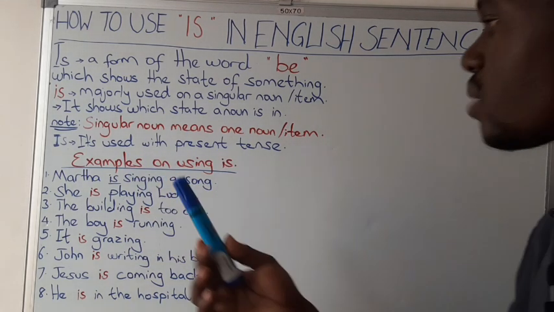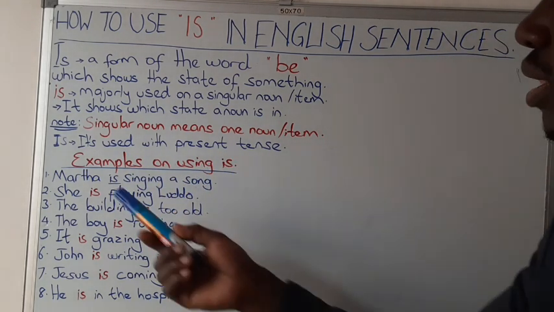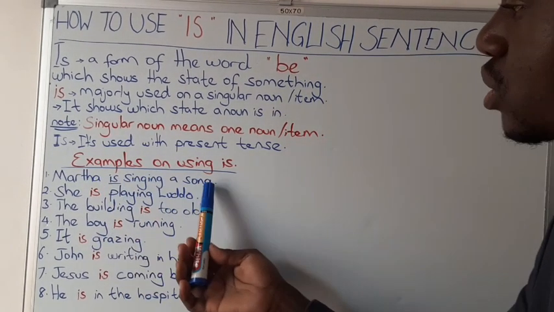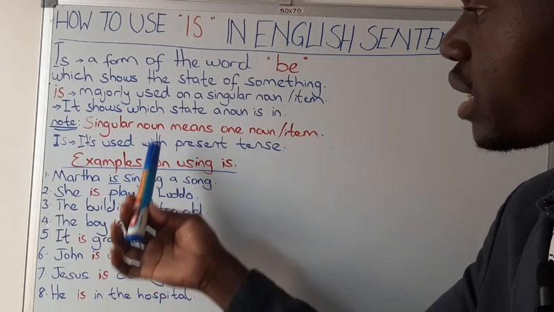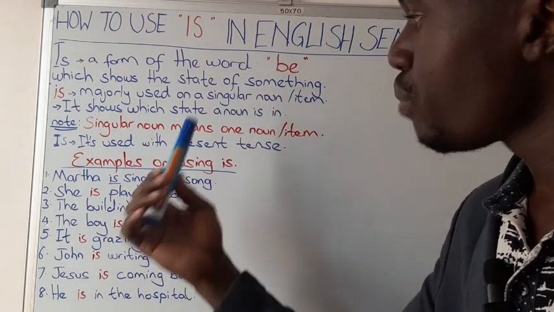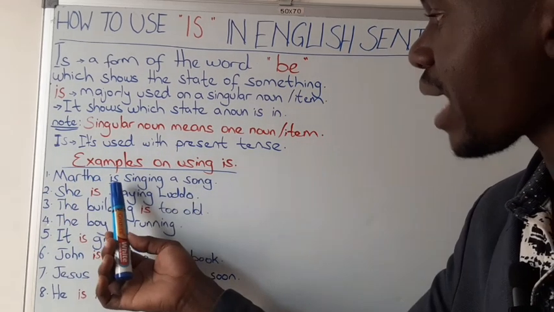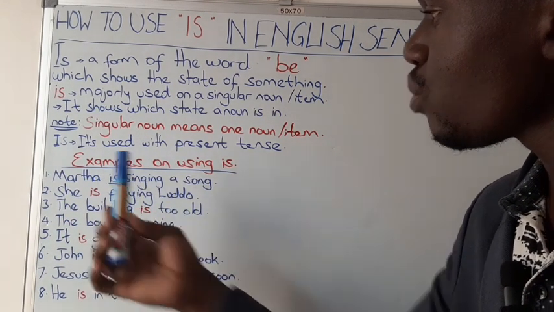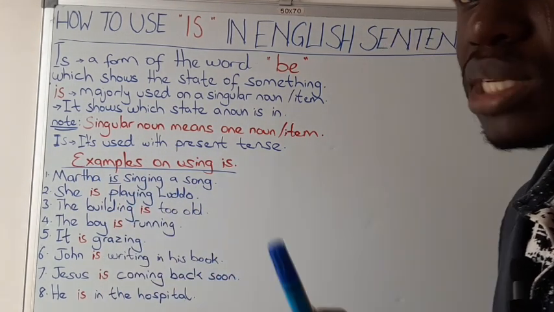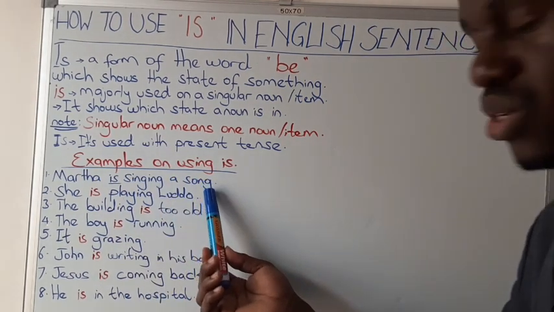Okay, let's have some examples on using "is". For example, Martha is singing a song. So "is" pinpoints the noun Martha. Martha is singular, a lady, so you're pinpointing that particular lady, Martha. And what is Martha doing? Martha is singing. If we were many, we would say we are singing. But since we are pointing out one element, we say Martha is singing a song.